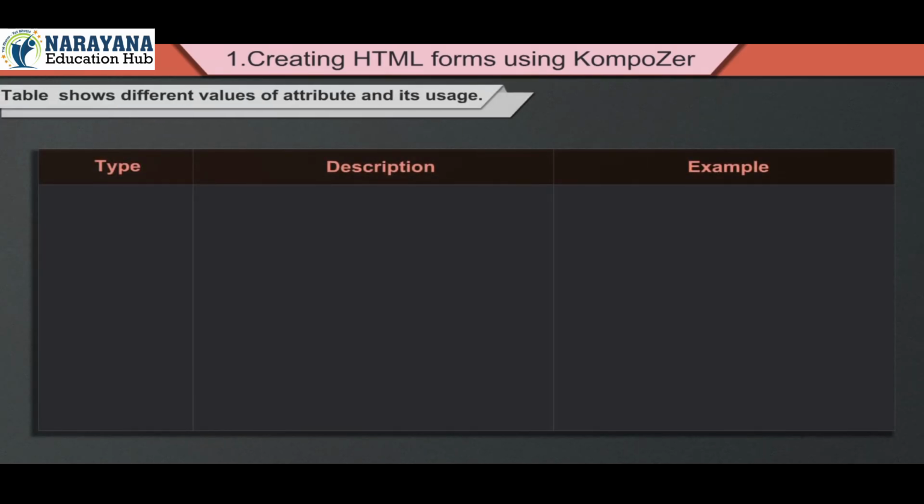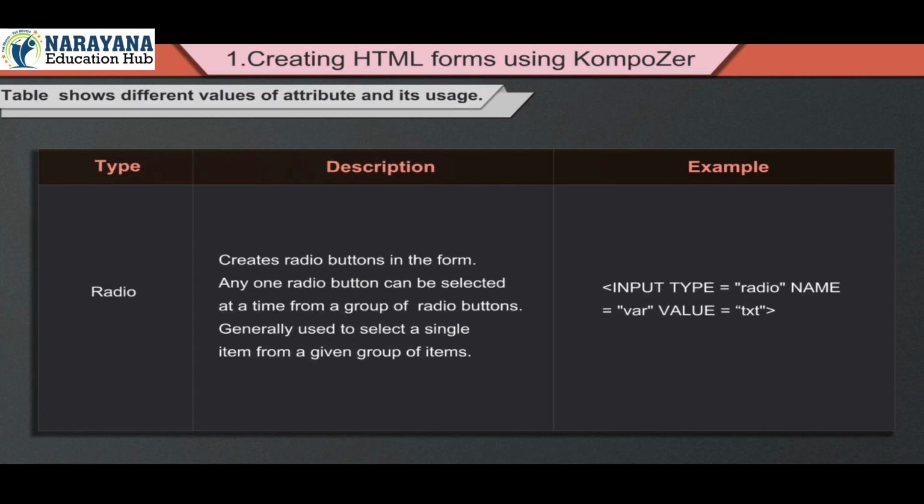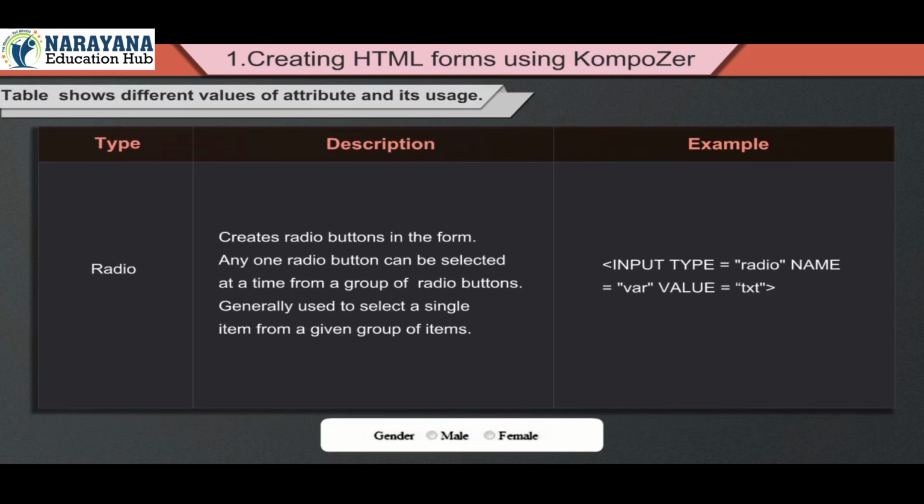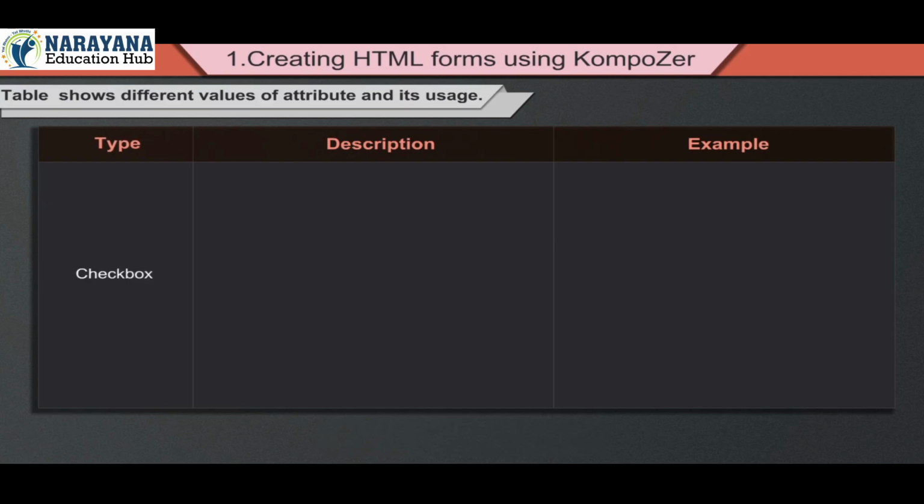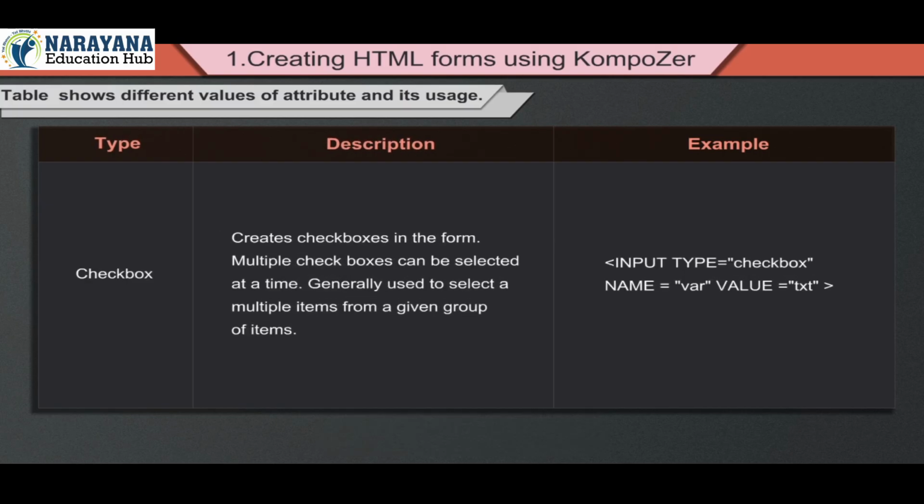This table shows different values of the type attribute and its usage. Type, radio. Description, creates radio buttons in the form. Any one radio button can be selected at a time from a group of radio buttons, generally used to select a single item from a given group of items. Type, checkbox. Description, creates checkbox in the form. Multiple checkboxes can be selected at a time, generally used to select multiple items from a given group of items.